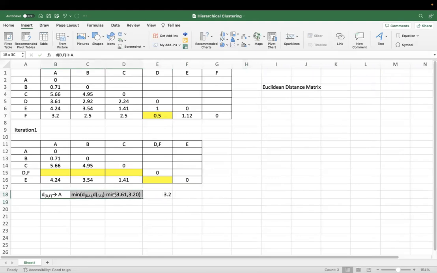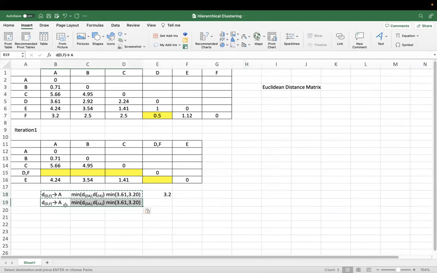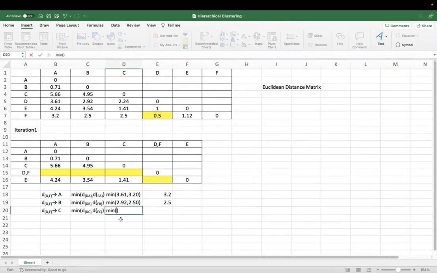Similarly, we need to find the distance between DF to B, DB and FB. What is the distance between DB and FB? DB is 2.92, right? Similarly, we also have to find DF to C, the distance between D and C. D and C is 2.24. F and C is 2.50.